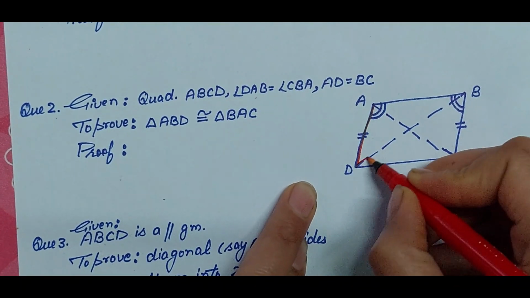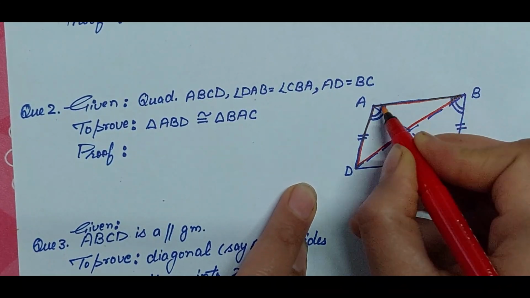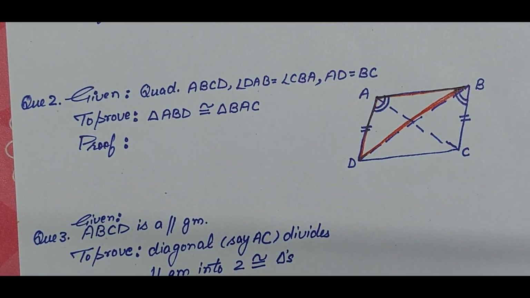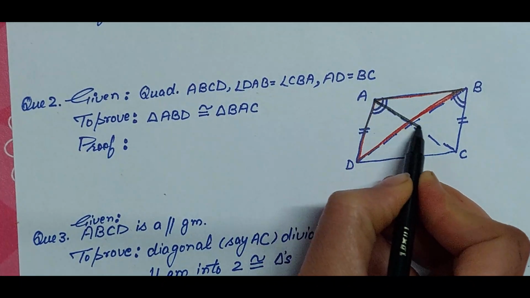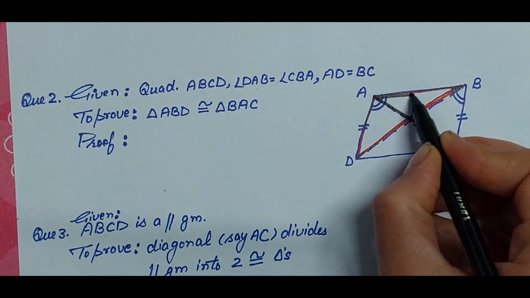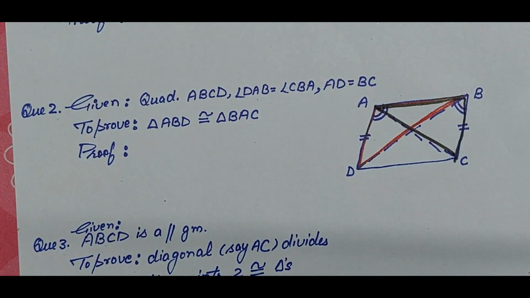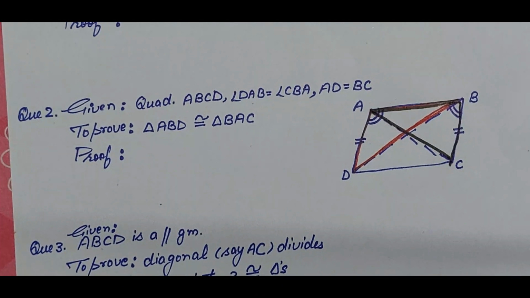So one triangle is this one. Okay, so one triangle is this one, and the other triangle, let me take another pen, the other triangle is this one. So we are talking about these two triangles and we have to prove these two triangles congruent.